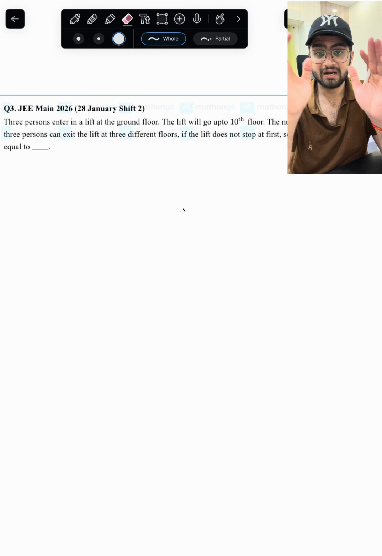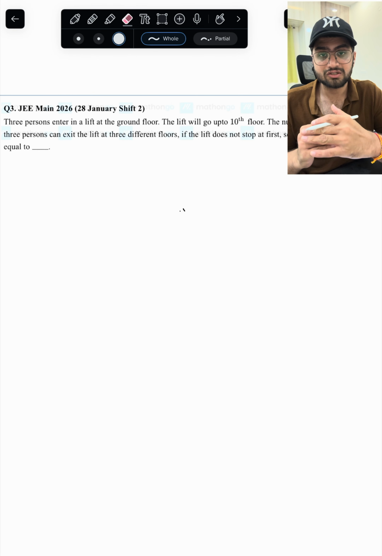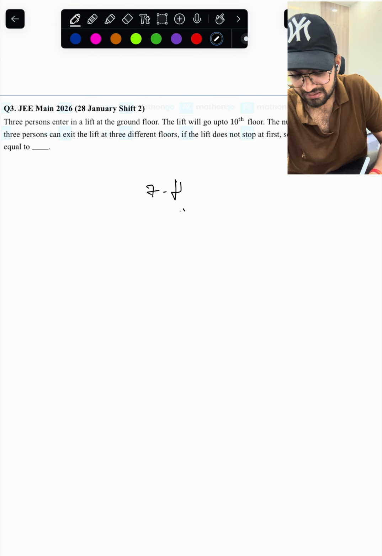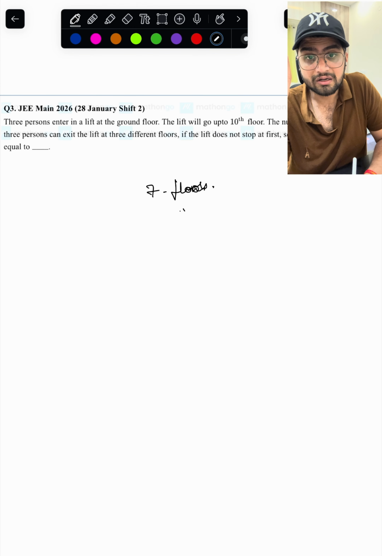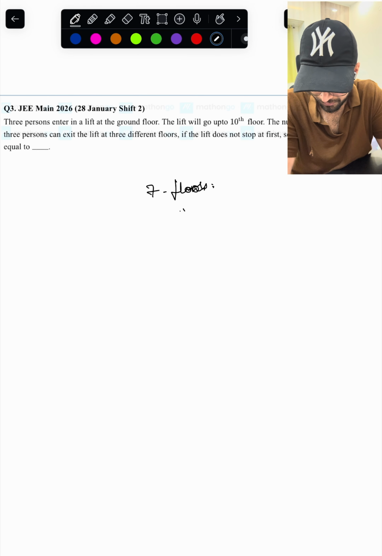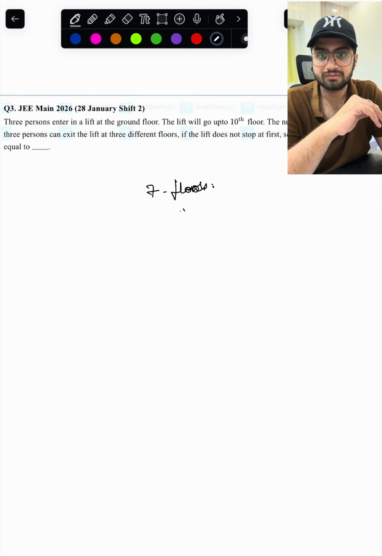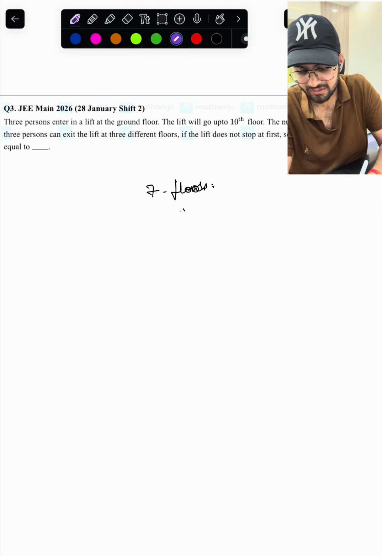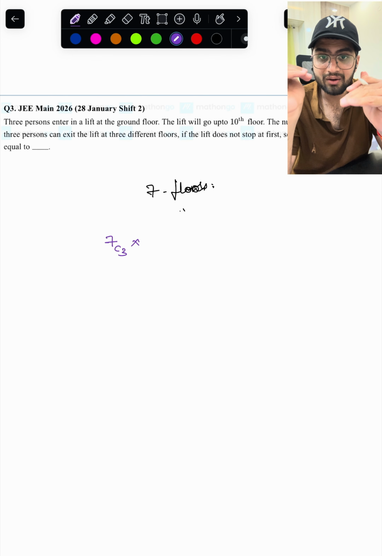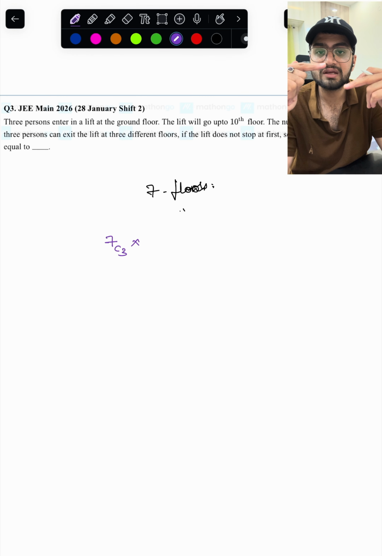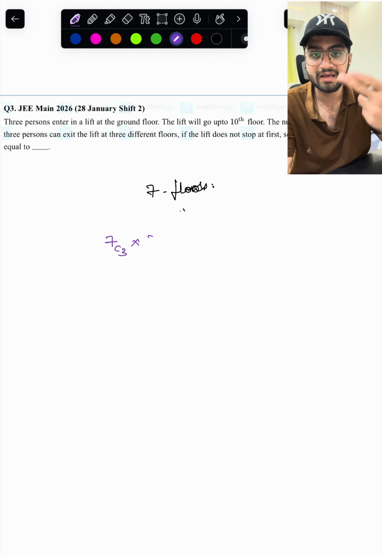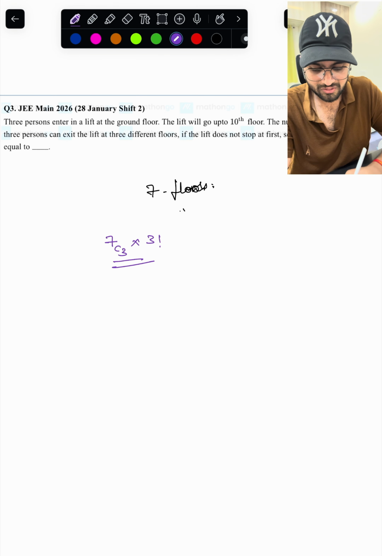So there are 3 people and 10 floors. The lift does not stop at the first, second or third floor. So there are 7 remaining floors, right? Out of these 7 floors, 3 members have to exit at different floors, which means out of these 7 we need to select 3 floors. Now I have 3 floors and 3 persons. These 3 persons can go to any 3 of the floors. In how many ways can they arrange? 3 factorial ways. That's it. So this should be the answer.